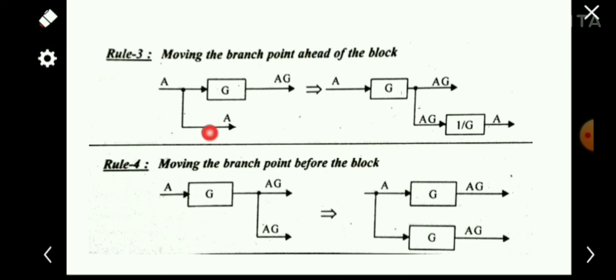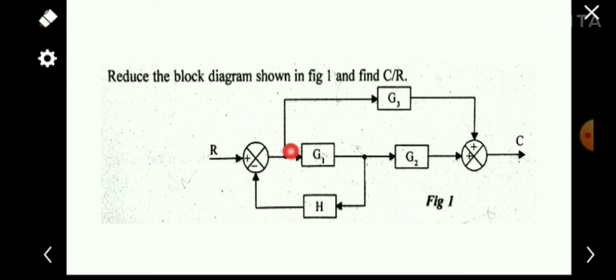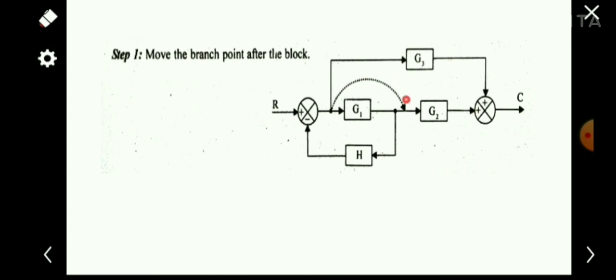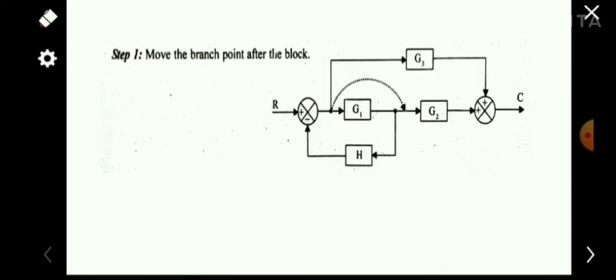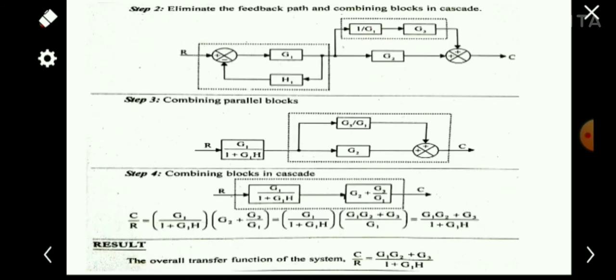For a branch point moved ahead of the block G, we have to add a 1 by G in the line. Likewise, if we are moving this branch point ahead of this G1, we have to add a 1 by G1 in this line. So we can see here, we have just moved the branch point, and we have added a 1 by G1 in the line of G3. So we have made the loops independent.